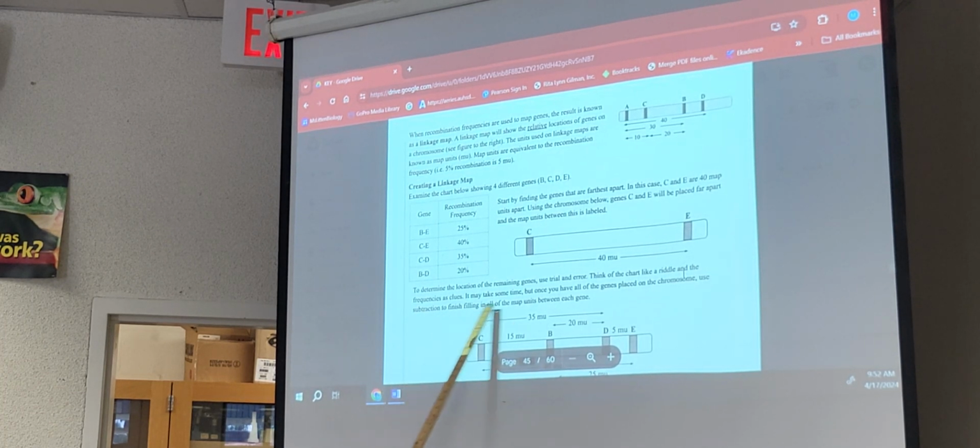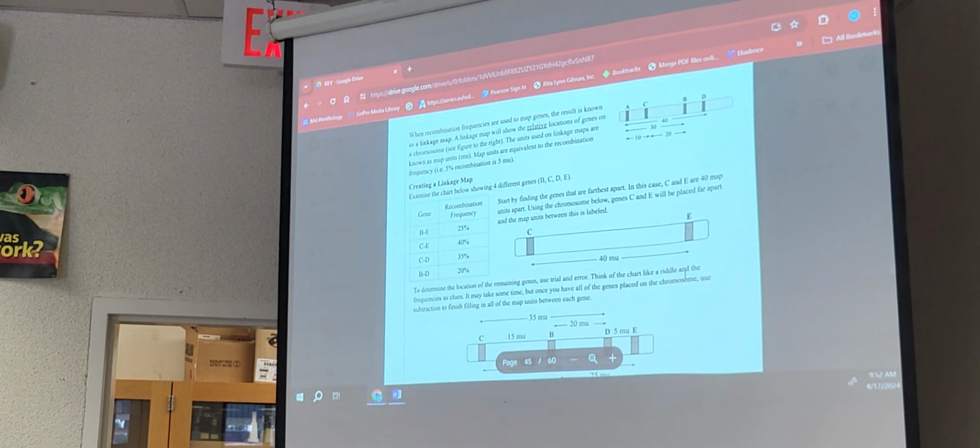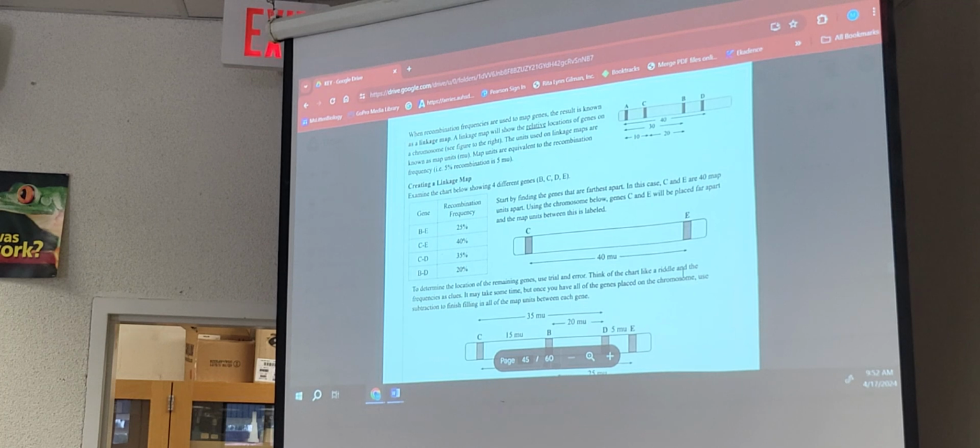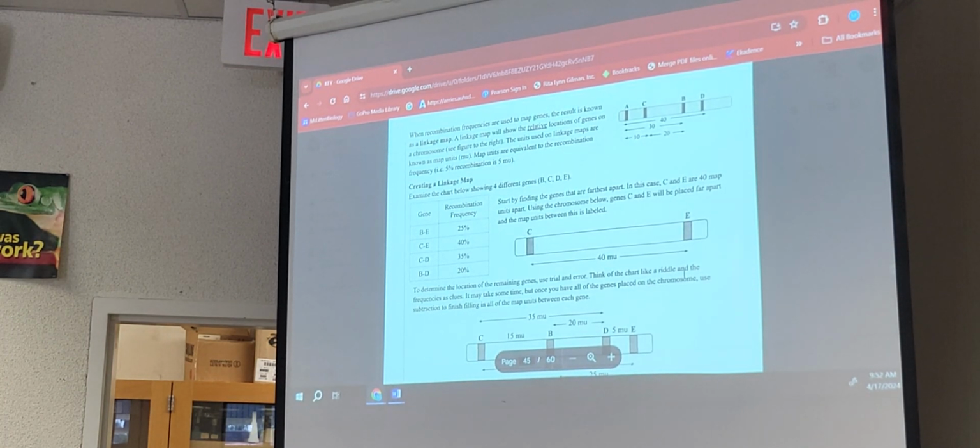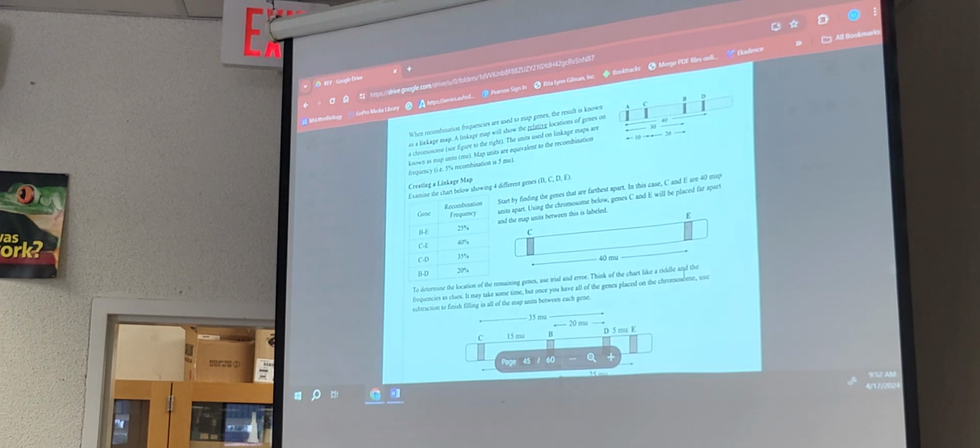To determine the location of the remaining genes, use trial and error. Think of the chart like a riddle and frequencies as clues. It may take some time. Once you have all the genes in place on the chromosome, use subtraction to finish filling in all the map units and genes. So we know that C to E is 40 map units.